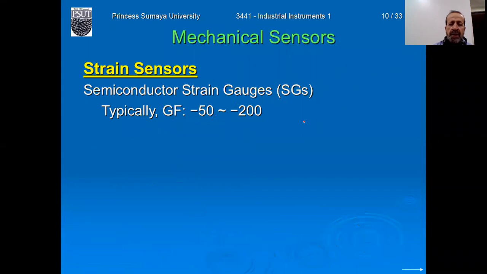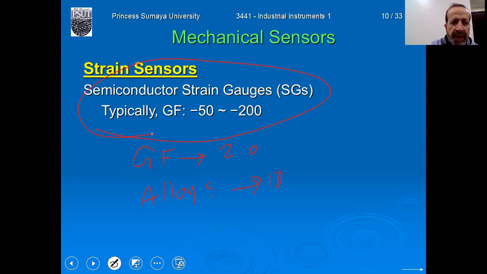We said before that the gauge factor for metals is around 2. For some alloys it is around 10. For semiconductors, the gauge factor is very large, maybe 50 or 200, and it is negative. The semiconductor strain gauge sensors are very sensitive. They have a negative gauge factor.